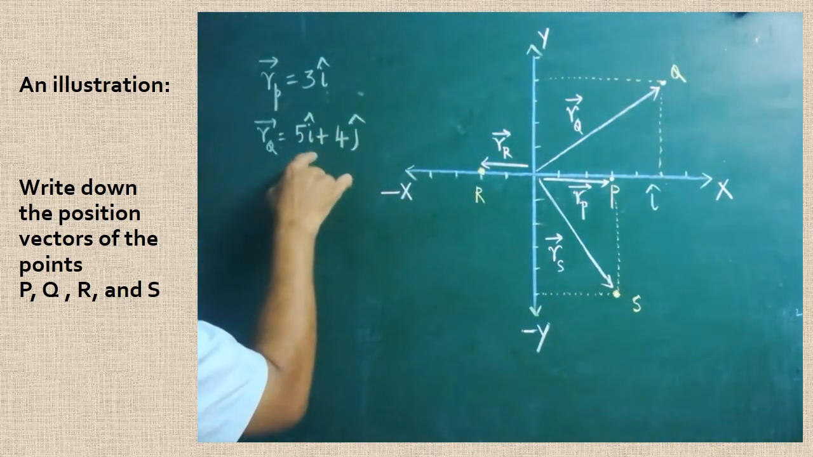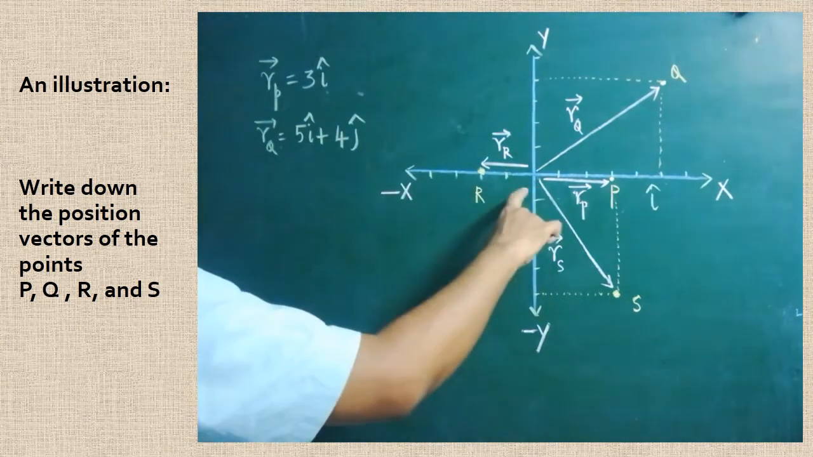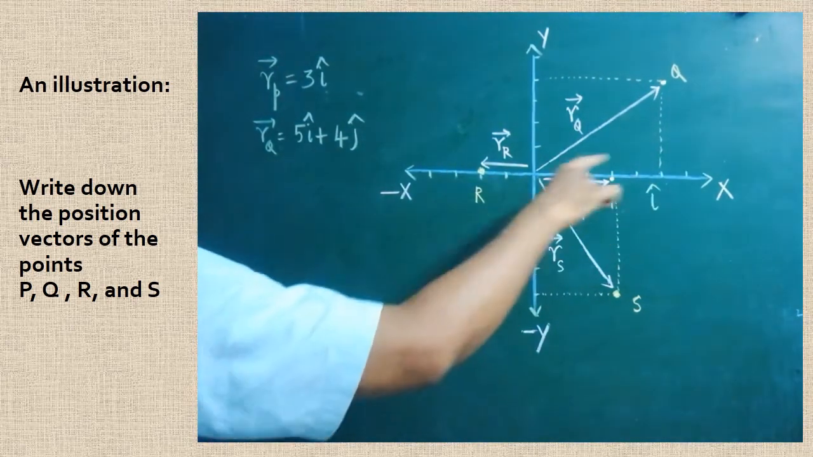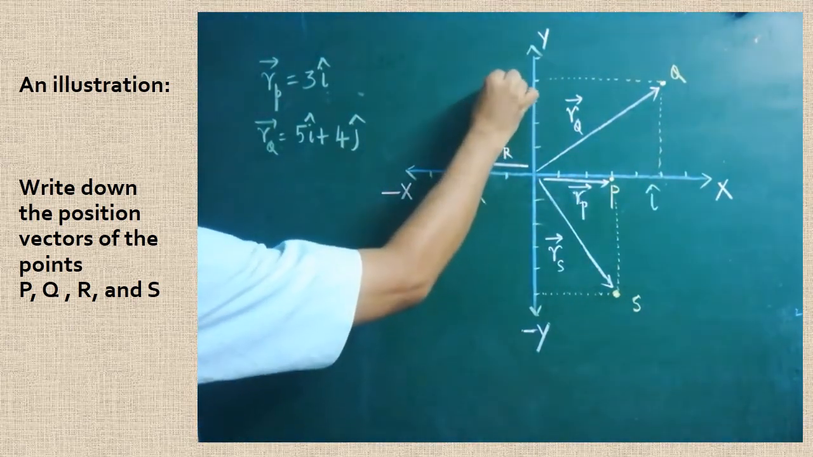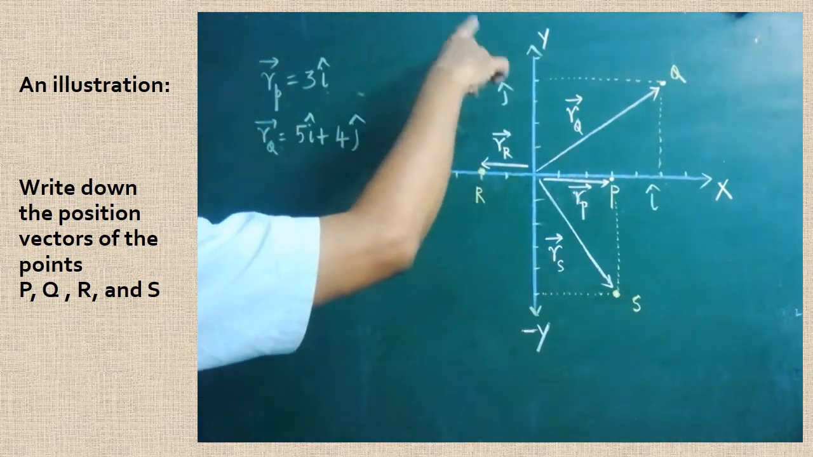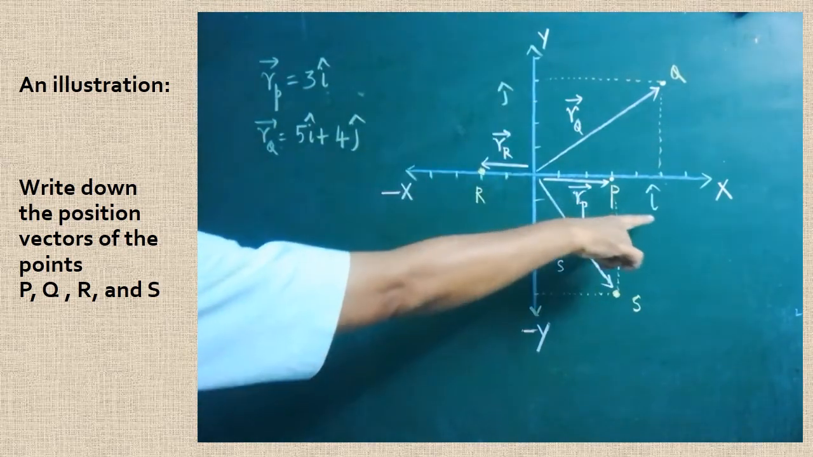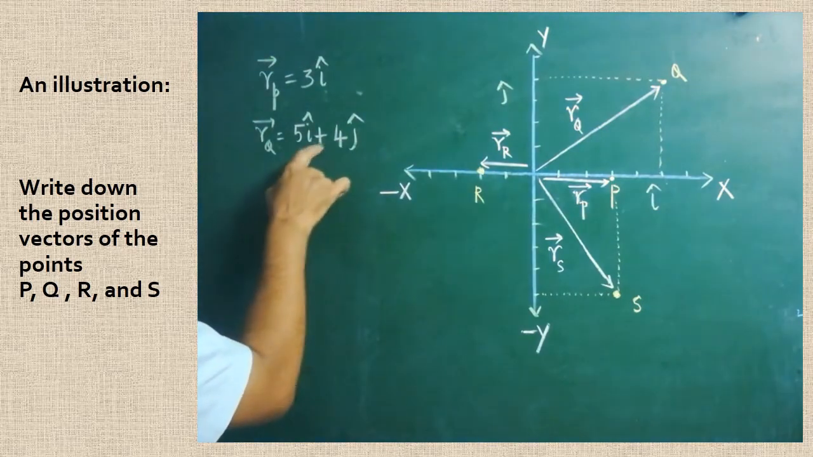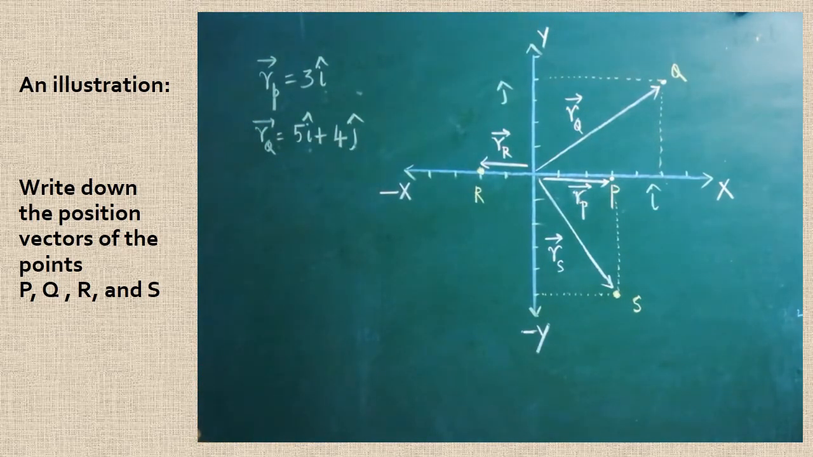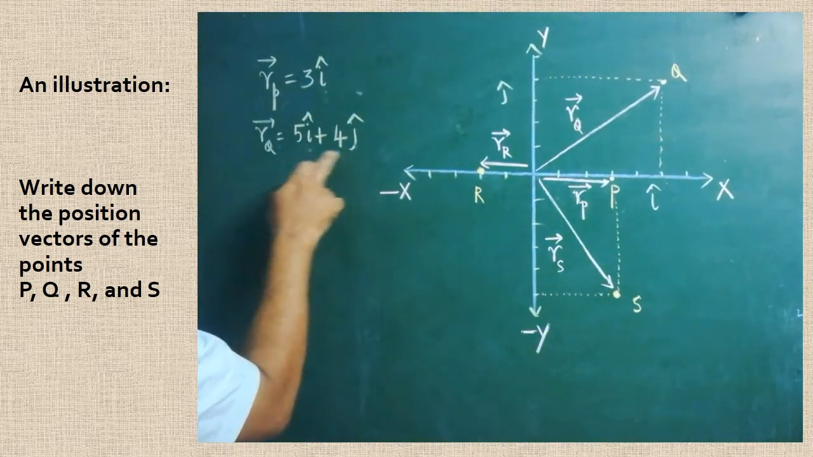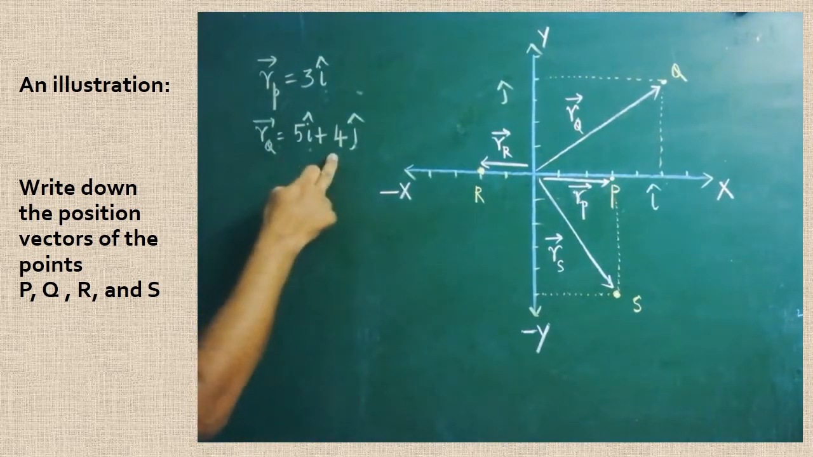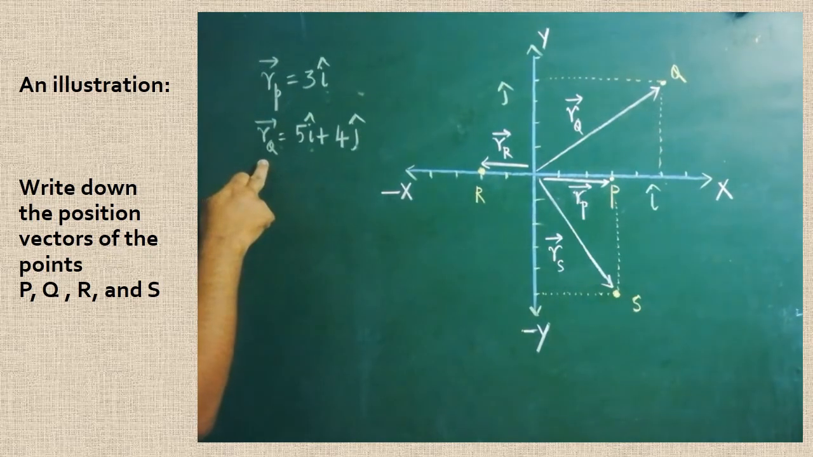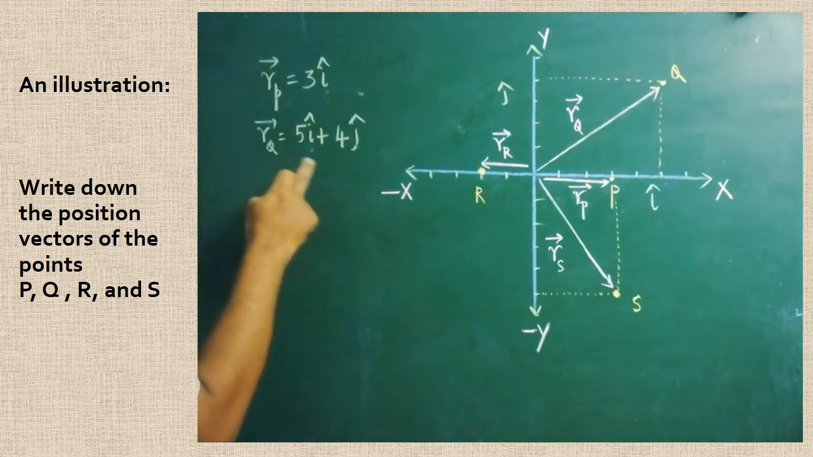cap. i cap is the orthogonal unit vector for x direction. j cap is the orthogonal unit vector in the case of y direction. Both i cap and j cap show the direction along the x-axis as well as in the y-axis. Are you clear? So, this is the representation of the position vector in the case of the point Q. Are you clear? What is the next point?